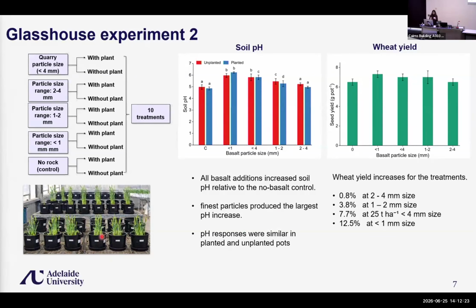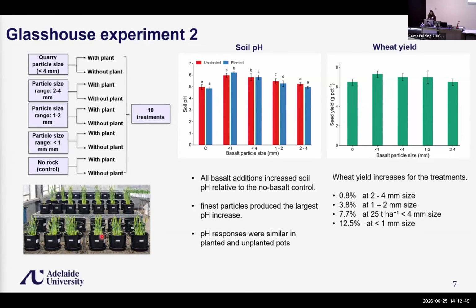Then I conducted these experiments with and without the wheat to see the wheat rhizospheric effect. So in the results, I observed that when it comes to soil pH, the finest basalt fraction, the less than 1 millimeter fraction, produced the highest pH increase compared to the control. However, when basalt was added, the pH increased.